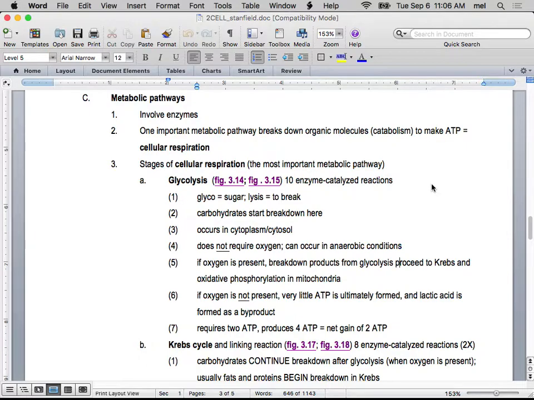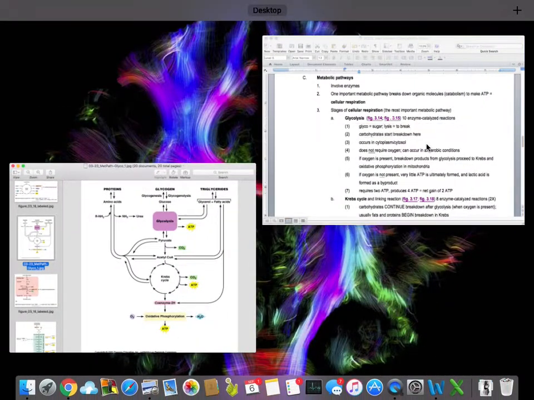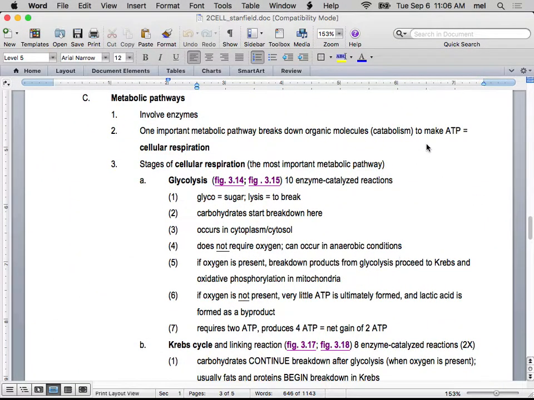It can and does occur in anaerobic conditions. If you get into an anaerobic situation in which you don't have adequate oxygen, your only choice really is glycolysis. You can't do protein breakdown, you can't do fat breakdown, and you can't go any further with it, but you can send it right back through glycolysis. And we'll talk about that when we do muscle metabolism a little later this semester. Okay, so if oxygen is present, the products from glycolysis you can send through the oxygen requiring parts of cellular respiration, which are Krebs and oxphos, and we'll talk about that in just a second.